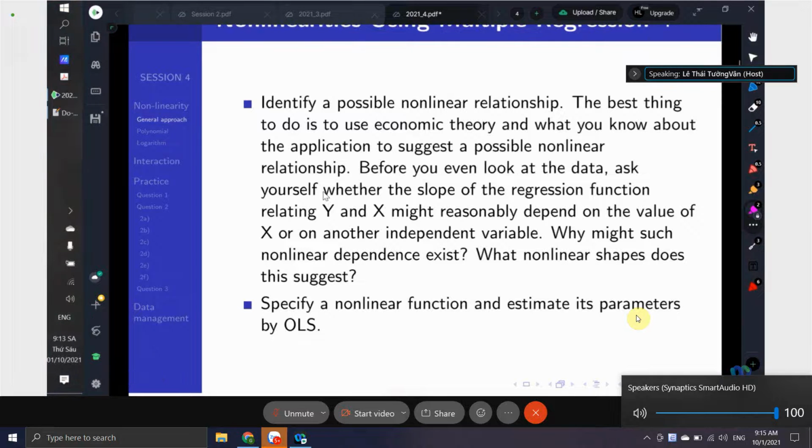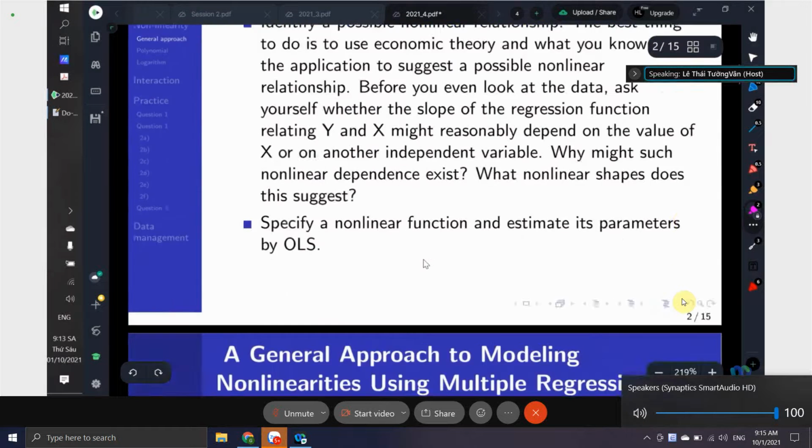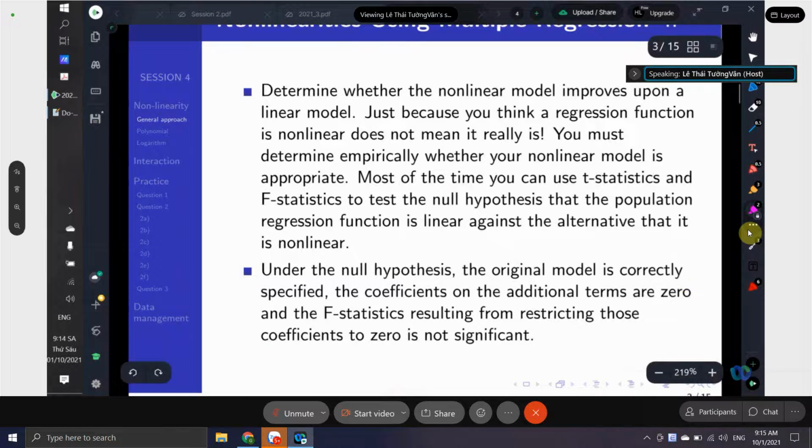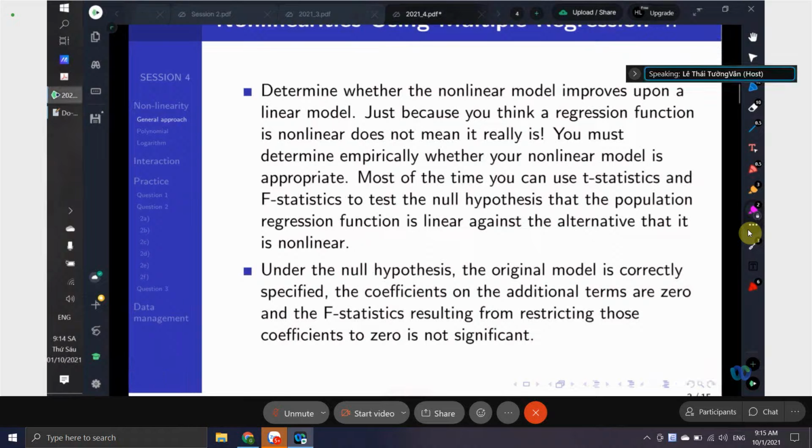What non-linear shapes does it suggest? Then you can specify a non-linear function and estimate its parameters by OLS. Once you run the regression, you have to ask whether the nonlinear terms are relevant, right? So we come back to our regression model that we have been using in the last few days.